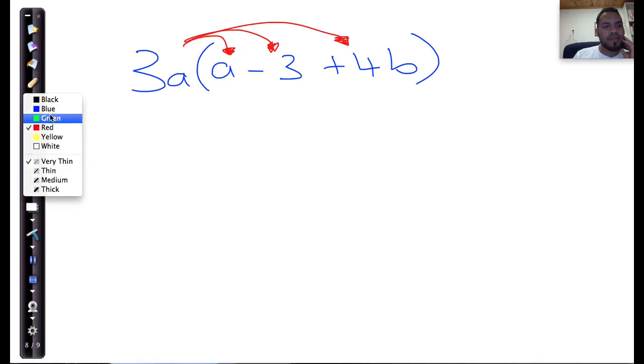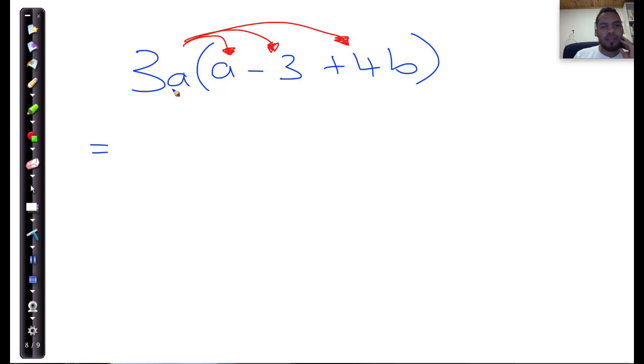3a times a. Well, let's multiply the numbers. 3 times 1 is just 3. a times a is a squared. A positive times a negative is a negative. 3 times 3 is 9, and that leaves me with a. A positive times a positive gives me a positive. 3 times 4 is 12, and a times b is just ab. And so I've got 3a squared minus 9a plus 12ab.